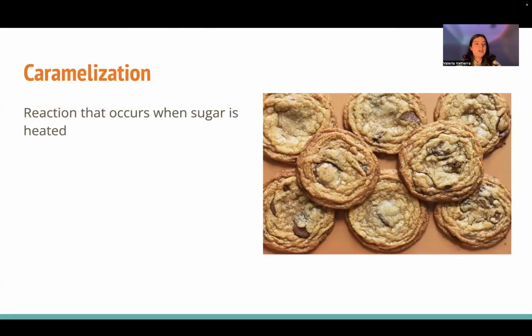And so then there's caramelization, and this is the reaction that occurs when sugar is heated. So the sugar molecules break down when they're heated, and they create a really rich flavor and good aroma, which is commonly used in the baking process for cookies.